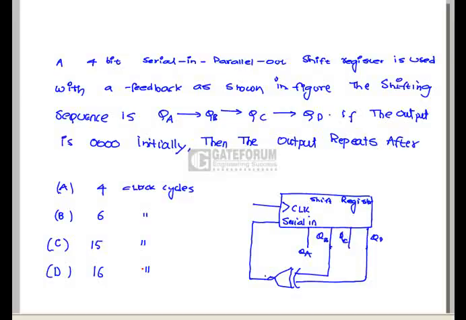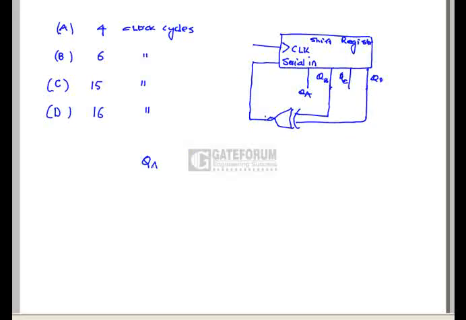Question: a 4-bit serial in parallel out shift register is used with a feedback as shown in the figure. The shifting sequence is QA, QB, QC, QD. If the output is 0, 0, 0, 0 initially, then the output repeats after how many clock cycles? Here we have QA, QB, QC, QD. Initially it is 0, 0, 0, 0.